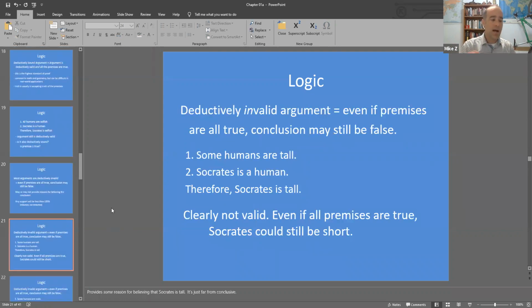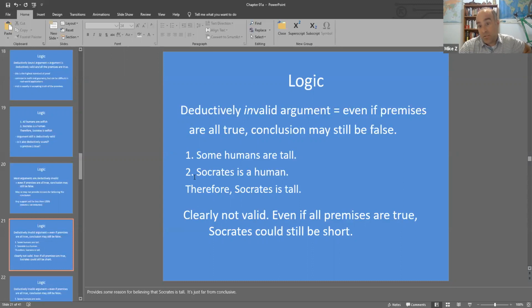So look at this one. It's maybe obvious what's going on here, but it's got a similar form to what we've been dealing with so far, but not exactly the same. The first premise says some humans are tall, then the second premise tells us that Socrates is a human, so therefore Socrates is tall. So clearly this is not deductively valid. This is deductively invalid. Even if the premises are true, it could still be the case that the conclusion is false. And so that violates the definition of deductive validity. So this argument is deductively invalid.